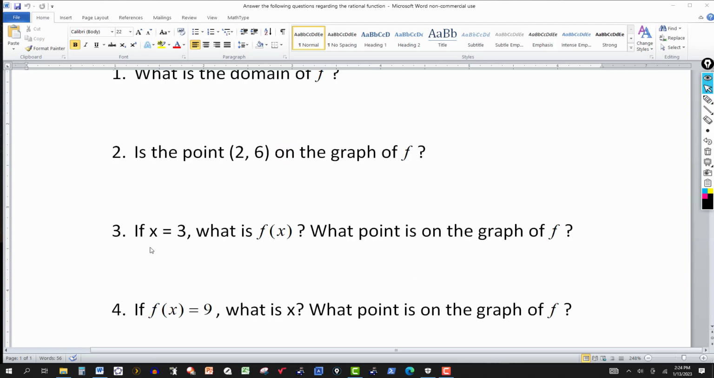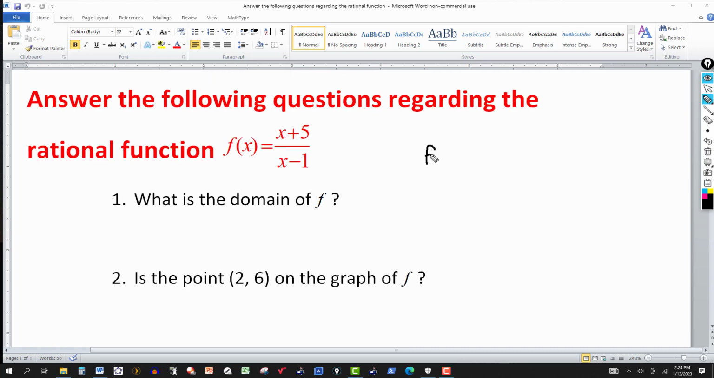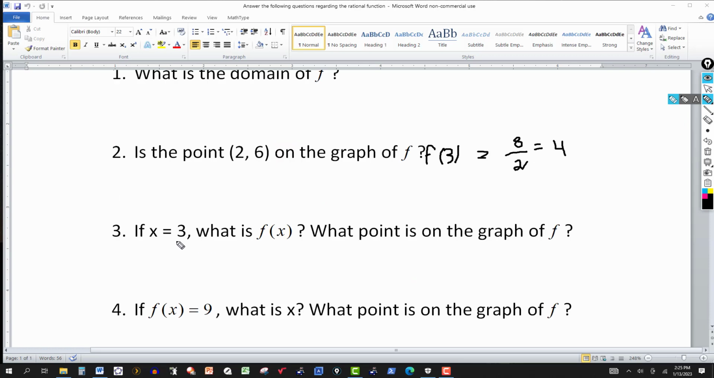Go to the next one. If x is equal to 3, what is f of x? This is simply saying, evaluate the function at 3. Put a 3 where the x is. 3 plus 5 is 8. 3 minus 1 is 2. 8 divided by 2 is 4. So for this one, if x is equal to 3, f of x is 4.